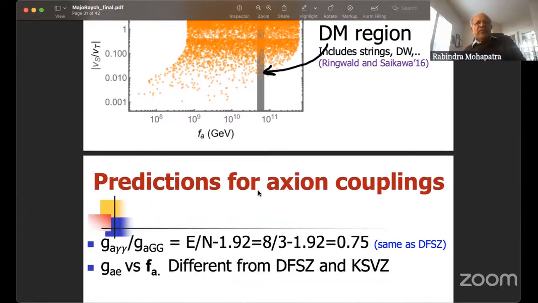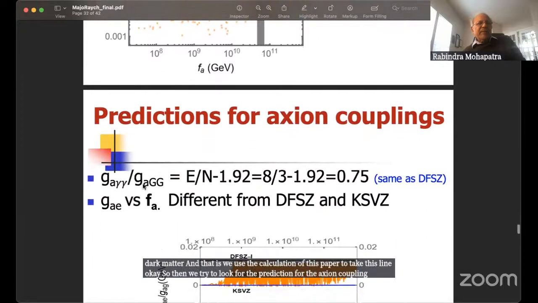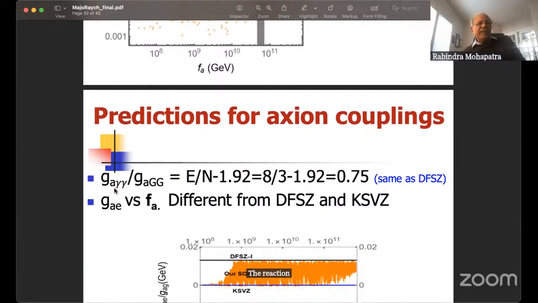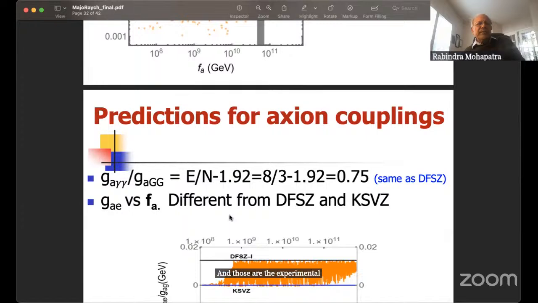Then we look for the prediction for the axion coupling. The axion couples to various particles in the standard model: the photon, the gluon, and then it couples to the electron, and it couples to the neutron and the proton and so on. Those are the experimental parameters that you can use to check the theory.